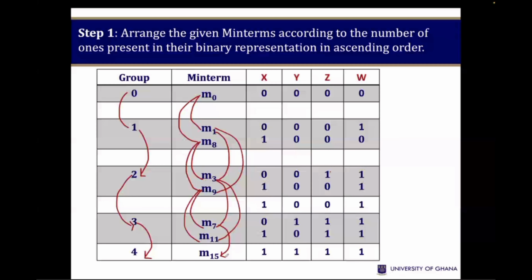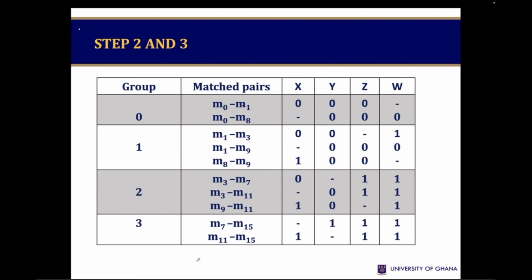M15 has a match in the first X. There's a match between 7 and 15. There's a match between 11 and 15 also. Yes. That's why in both cases there is a match. You can see this, right? Good. So this is an iterative process.